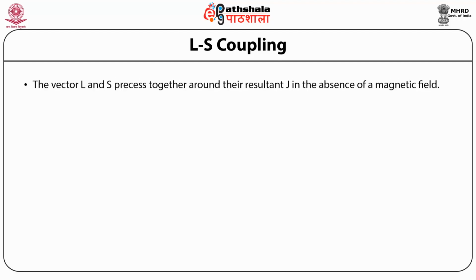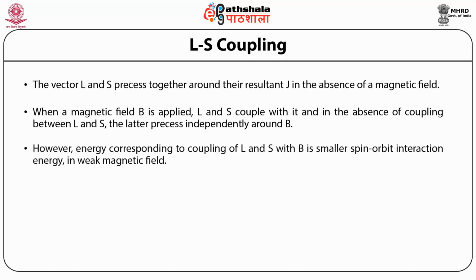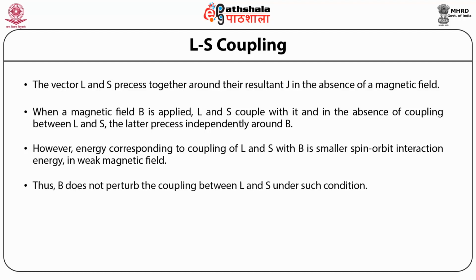The vectors L and S precess together around their resultant J in the absence of a magnetic field, as has been shown in the figure. When a magnetic field B is applied, L and S couple with it, and in the absence of coupling between L and S, the latter precess independently around B. However, the energy corresponding to coupling of L and S with B is smaller than the spin-orbit interaction energy in a weak field. Thus, B does not disturb the coupling between L and S under such conditions. The L and S precess about their resultant J.